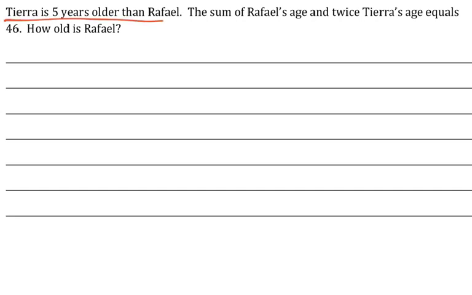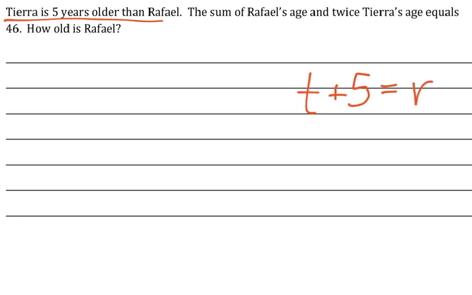I see 2 facts, one fact, and then a second fact. Of these 2, I think the first one is definitely easier to deal with. So let's think about Tierra being 5 years older than Raphael. So your first gut instinct might say, well, that means I can do t plus 5. I'm not saying this is correct, I'm saying this might be your instinct. T plus 5 is r.